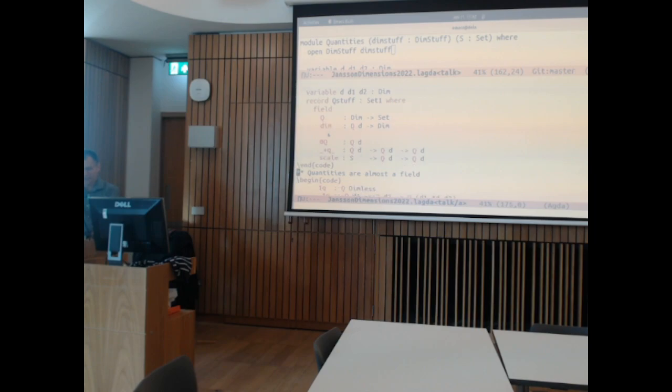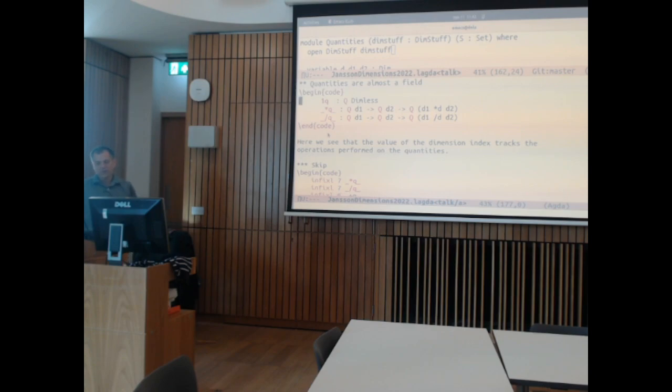But it has a little more structure. It's almost a field, I say. So we have sort of a ring, we have a 1 and a multiplication. 1 is a dimensionless quantity, and multiplication takes arbitrary dimensions d1 and d2 and multiplies the indices. So length times length is then of dimension length squared, which is area, and so on. And similarly for division. If I divide quantities, I need to divide the corresponding dimensions as well. So you can see that the dimension index tracks the operations performed.